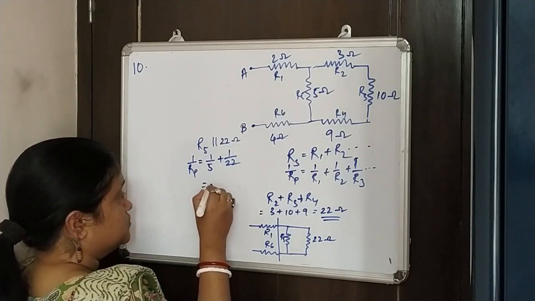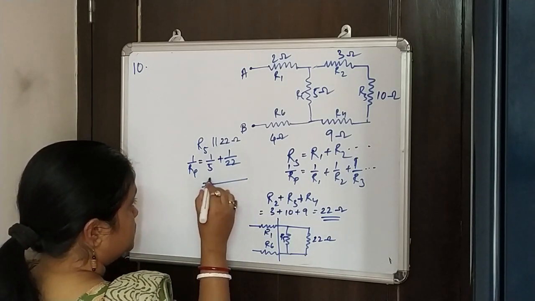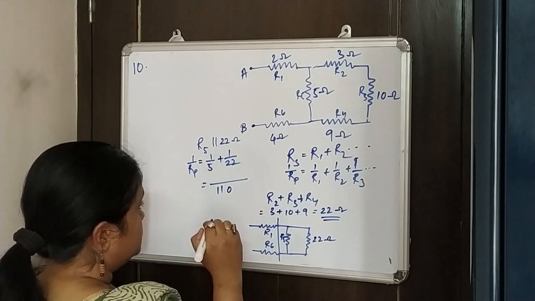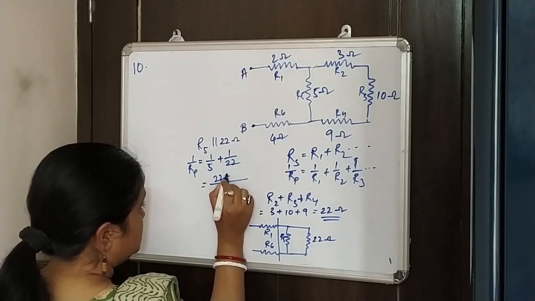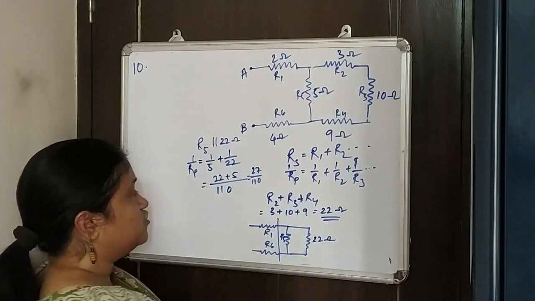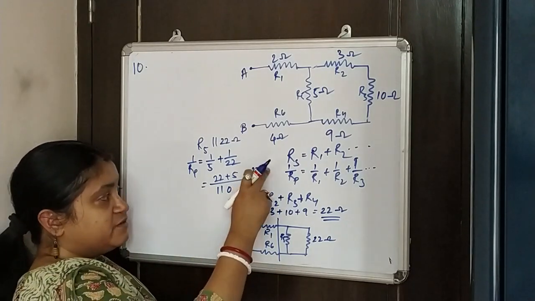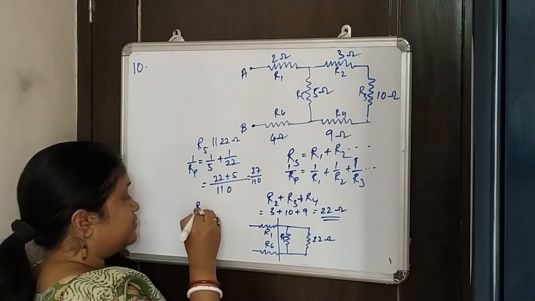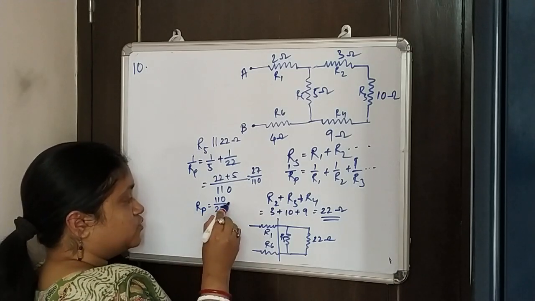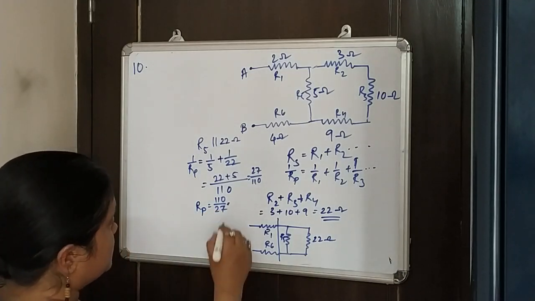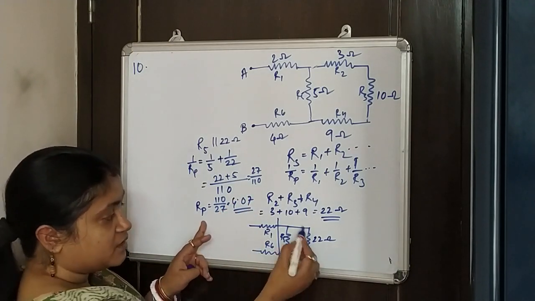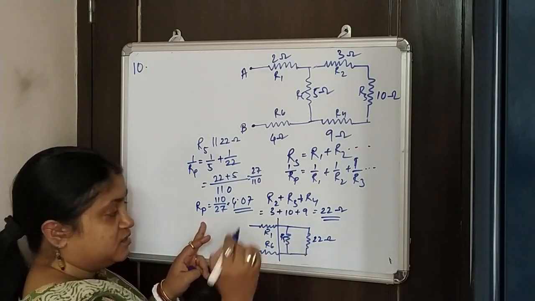So this becomes 22 plus 5. So this is 27 by 110. So 1 by Rp is 27 by 110. Then Rp should be 110 by 27. So when you calculate, this value is approximately 4.07. So this is my Rp, that is this particular combination.